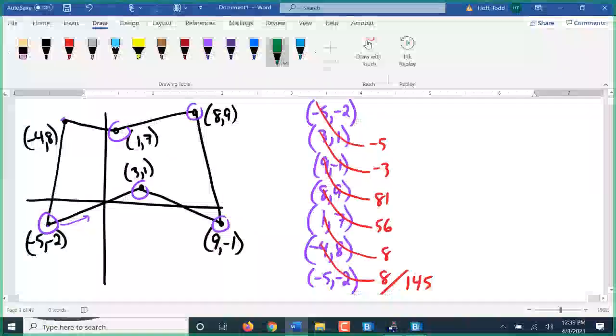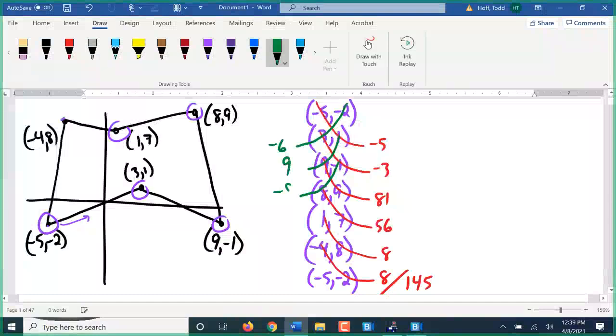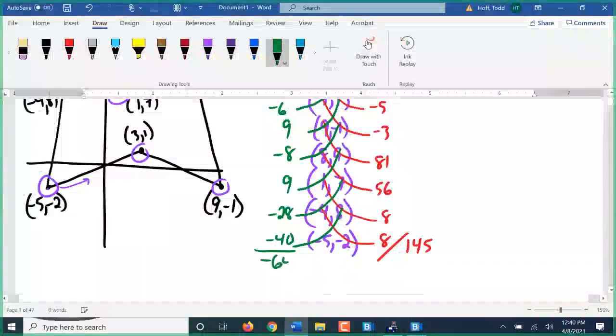Now we have to go the other direction, going down from right to left. So -2 and 3 is -6. 1 times 9 is 9. -1 times 8 is -8. 9 times 1 is 9. 7 times -4 is a -28. 8 times -5 is a -40. Which I believe gives me a -64.